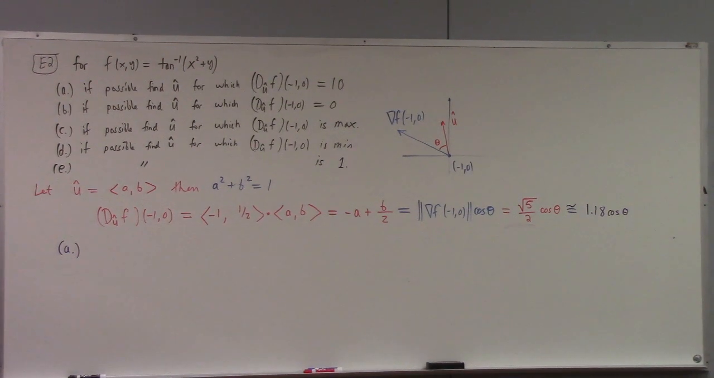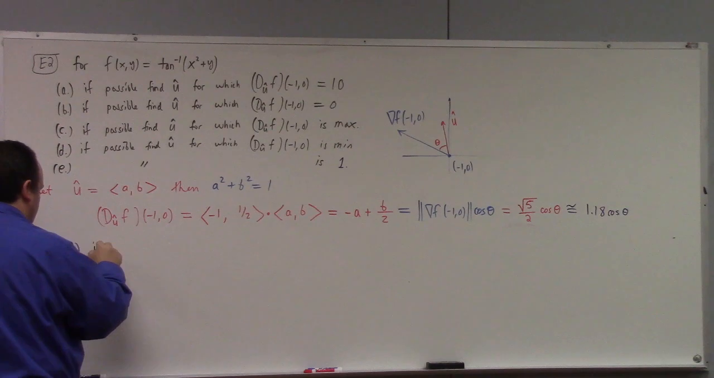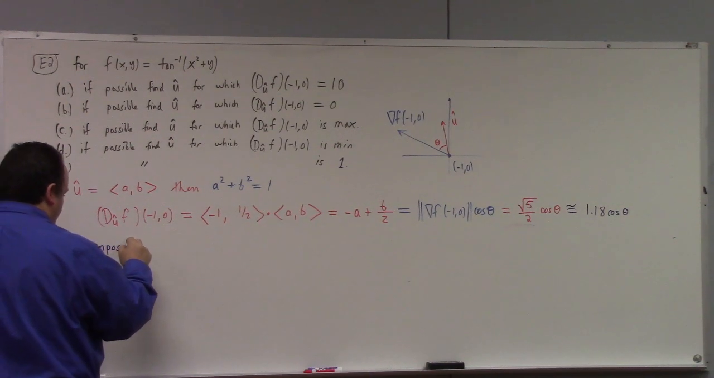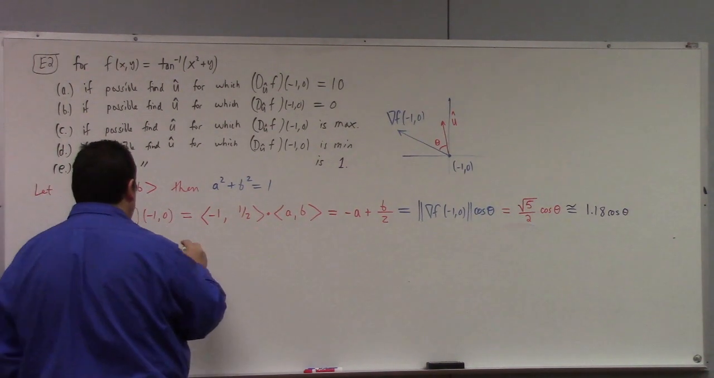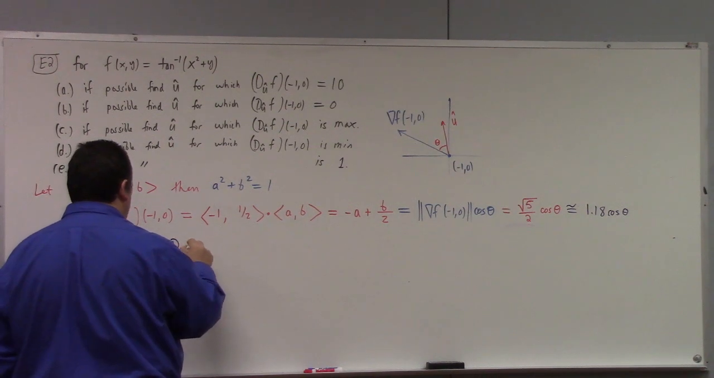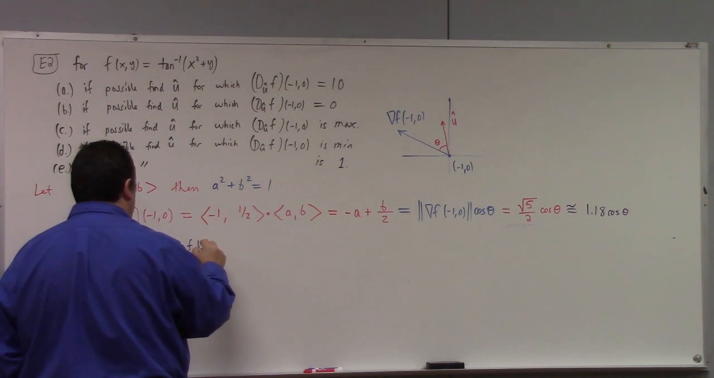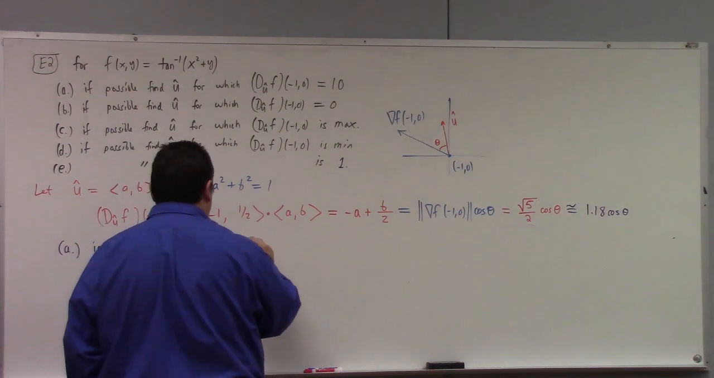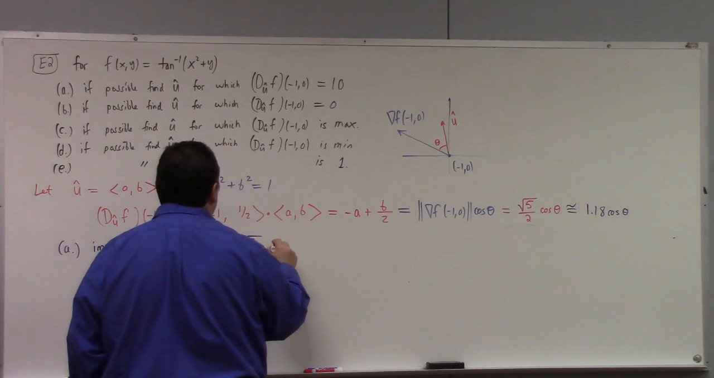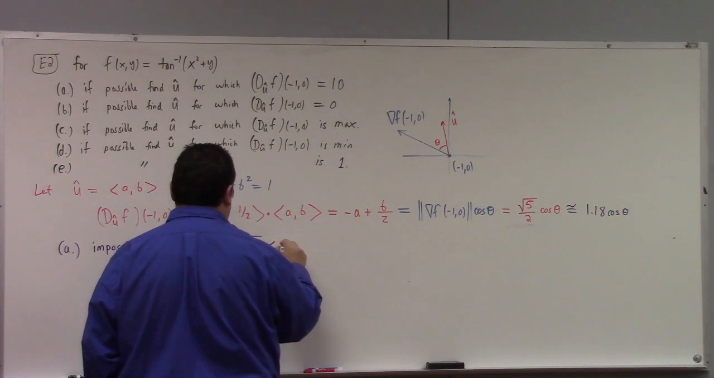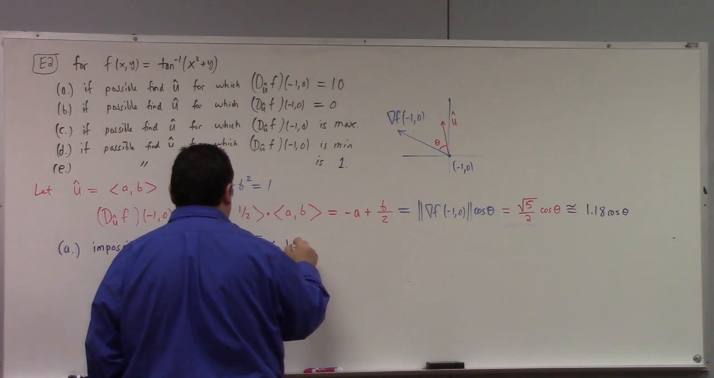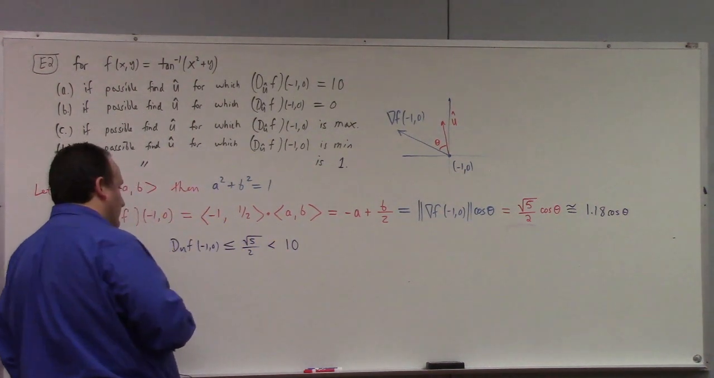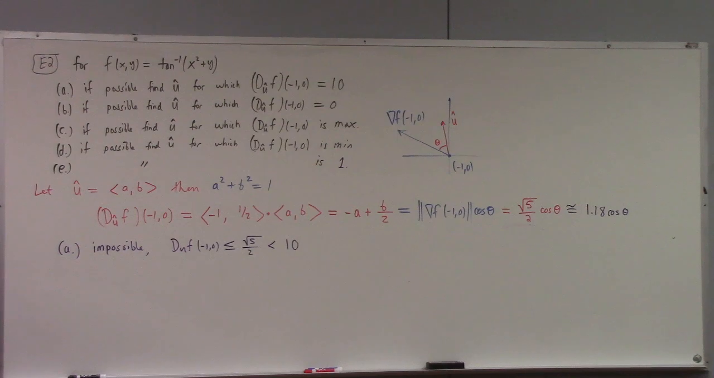Anyway, part A: impossible, right? The directional derivative of f at the point that we're looking at is less than or equal to square root of 5 over 2, which of course is definitely less than 10. So we can't achieve that.